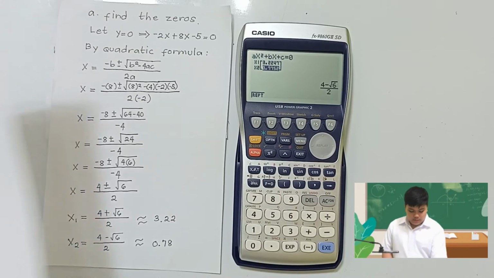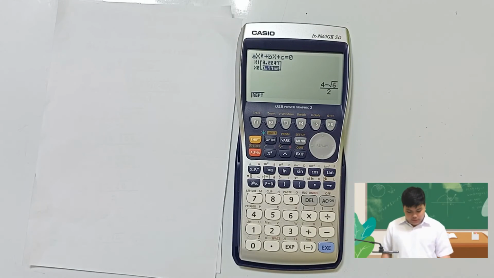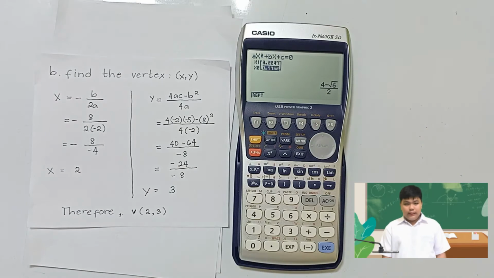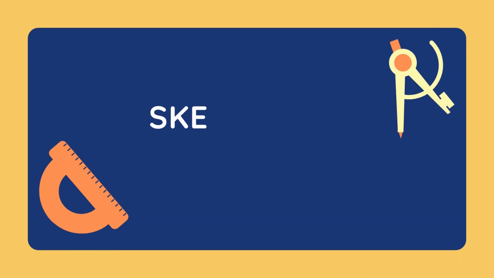For letter B, we're going to find the vertex. The vertex is located at the coordinate x and y, wherein x is equal to negative b over 2a and y is equal to 4ac minus b squared all over 4a. Then substitute the corresponding values of a, b, and c. Then simplify. So x is equal to 2 and y is equal to 3. Therefore, our vertex is located at the coordinate (2, 3).